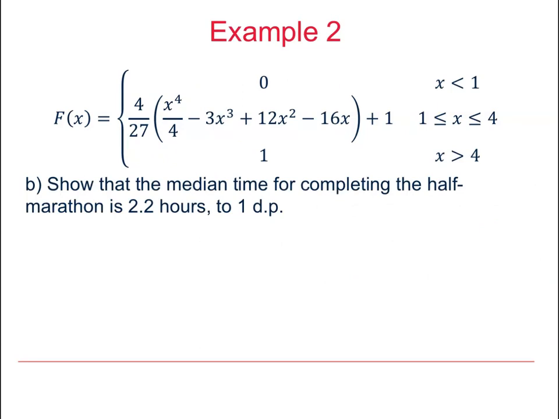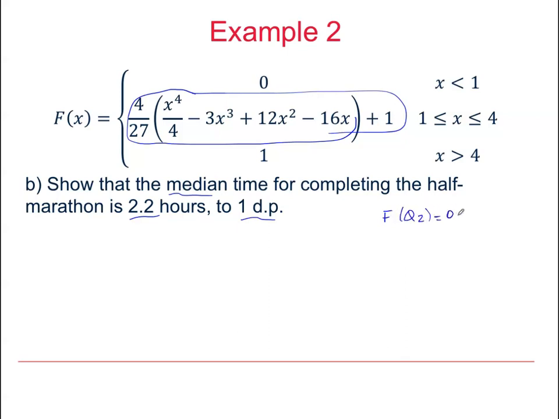In part B, we're required to show that the median time for completing the half marathon is 2.2 hours to 1 decimal place. We need to notice here we have a quartic expression for the CDF, so it won't be possible to set F of the median equal to 0.5. That's going to be an equation that's too difficult to solve, so we must use a numerical method.